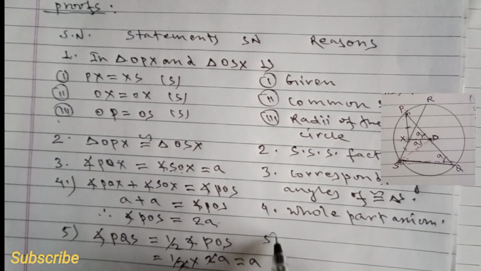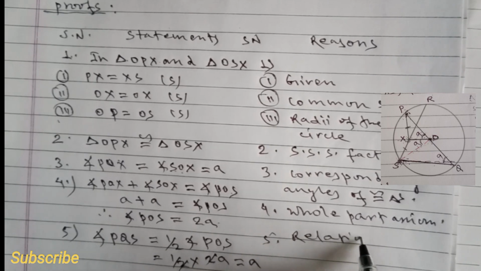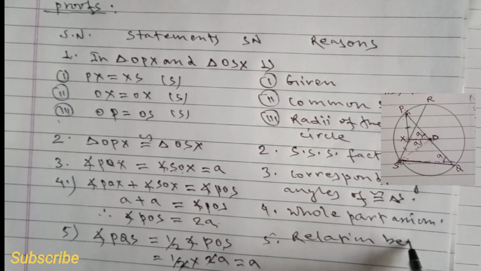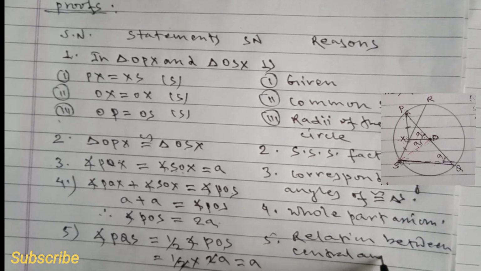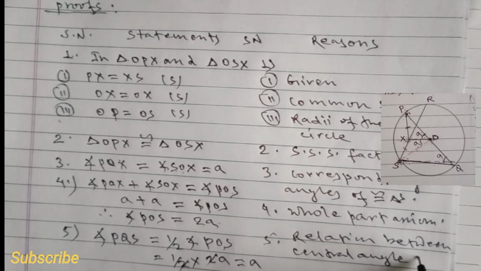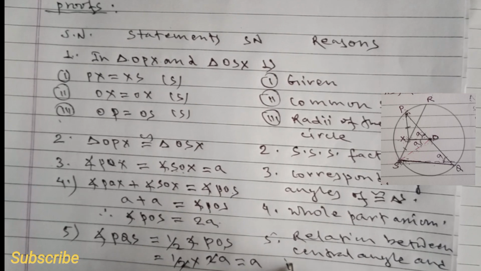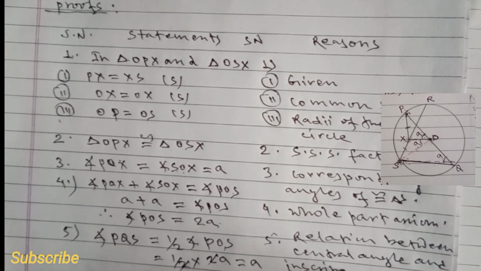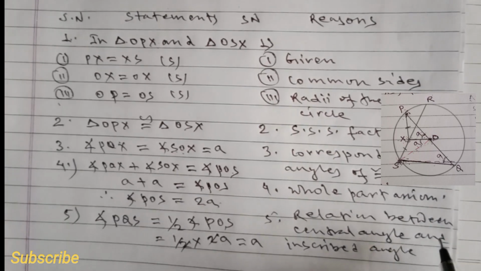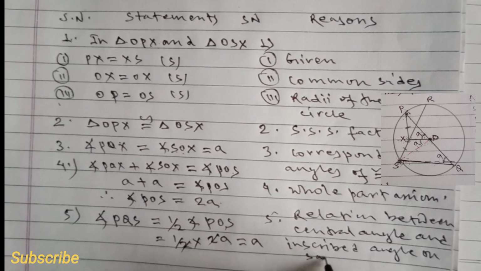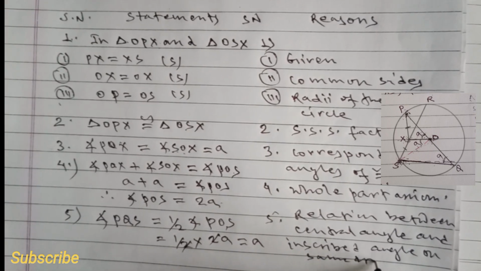And in statement number 5 we can write the relation between central angle and inscribed angle standing on the same arc, obtained by the same arc.